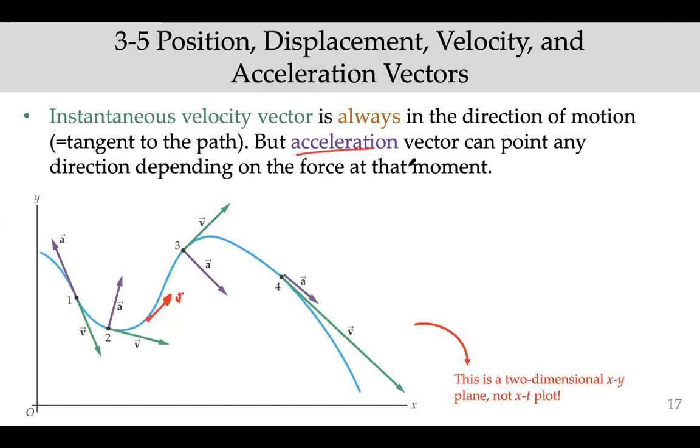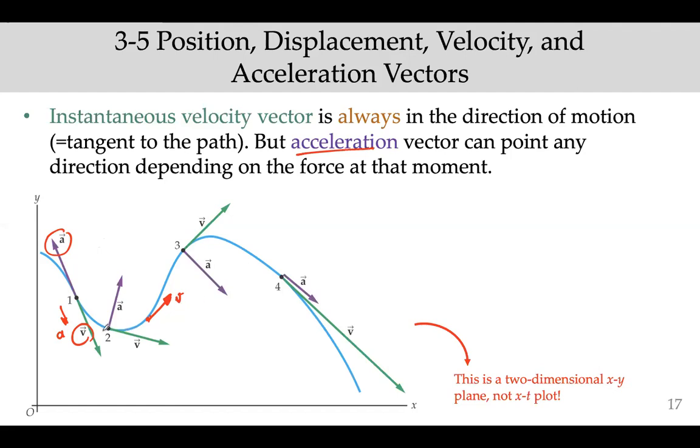But the acceleration vector can point in any direction depending on the force at that moment. Let's say initially your velocity is in this direction, but by just looking at the velocity, you cannot really tell which direction the acceleration is. Why? Because you may be going in this direction in a car, but you can be speeding up. In that case, the acceleration would point in the same direction as the velocity. Or you may be pushing on the brakes and slowing down. In that case, the acceleration would be in the opposite direction to the velocity.